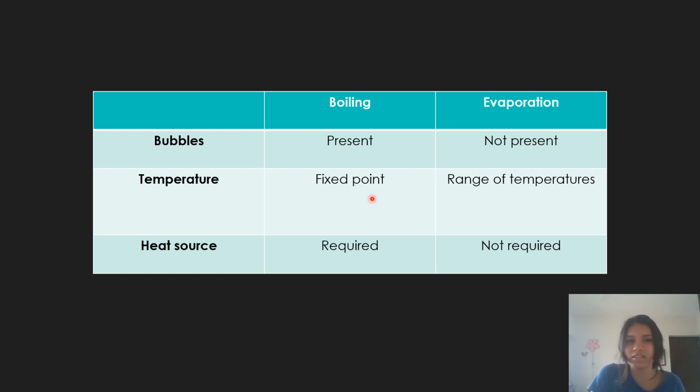Celsius, or ethanol I think is 78 degrees Celsius. So it's like a fixed point. Bubbles are present when there's boiling. Bubbles are not present when there's evaporation. That's important as well. All these three are valid points. I usually go for the first two when I write my answer.